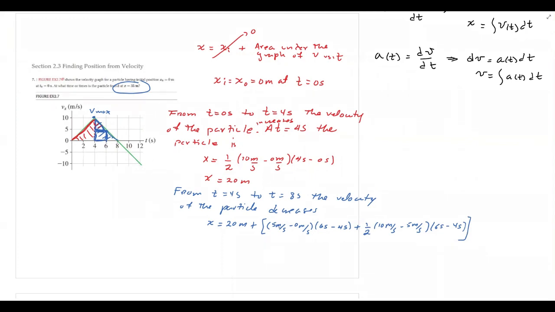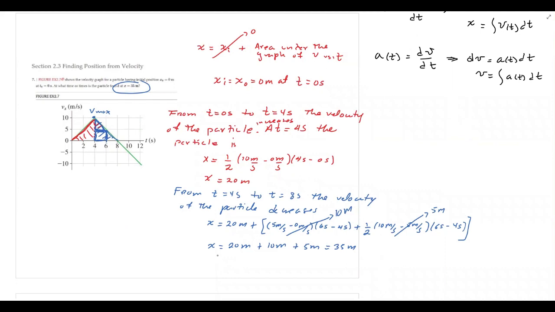Right? So 5 minus 0 is 5, 6 minus 4 is 2, and 5 times 2 is 10. So this here is 10 meters. And then here again, 10 minus 5 is 5, 6 minus 4 is 2, 5 times 2 is 10, divided by 2 is 5. So these are 5 more meters. So x equals 20 meters plus 10 meters plus 5 meters, which is 35 meters from the origin.